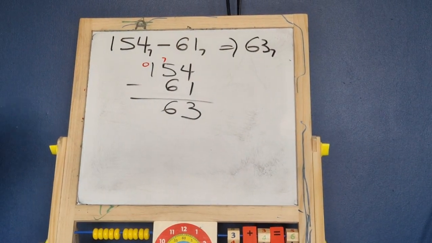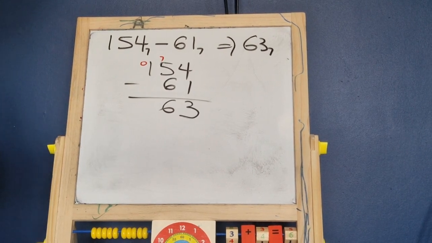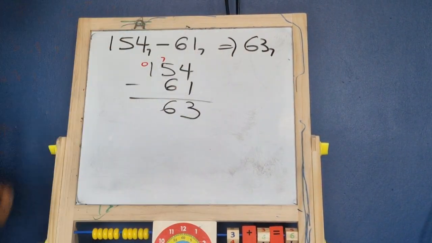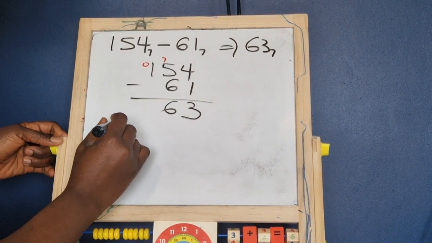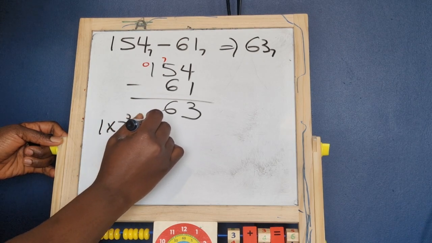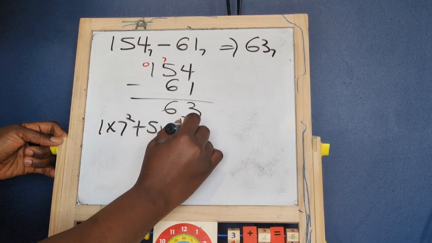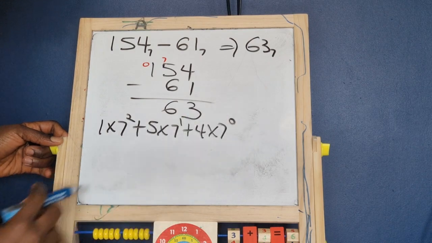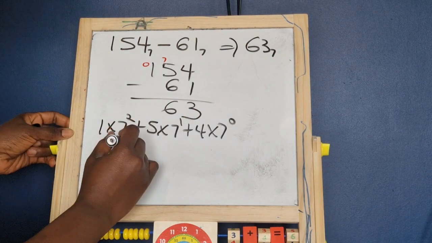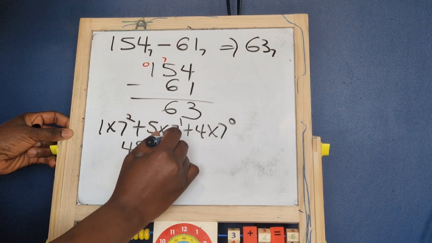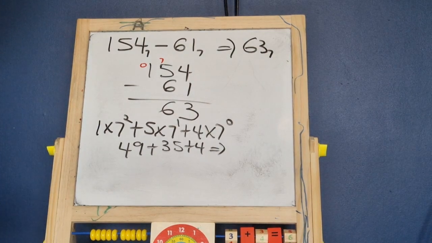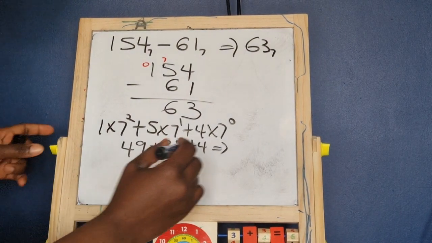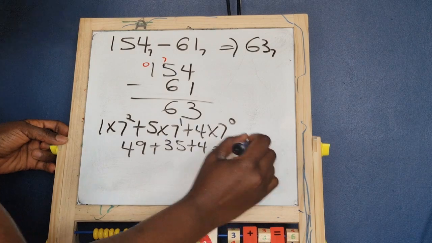Another way for you to subtract in other bases, in case this is confusing, is to first convert each to base 10. That is, we can say 1 times 7 raised to power 2 plus 5 times 7 raised to power 1 plus 4 times 7 raised to power 0. And this would give 49 plus 35 plus 4. When we add this, this would give 88 base 10.